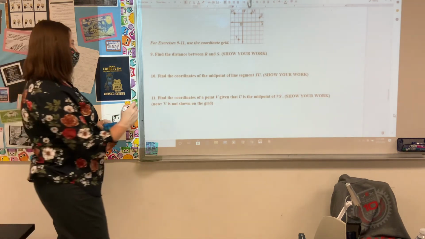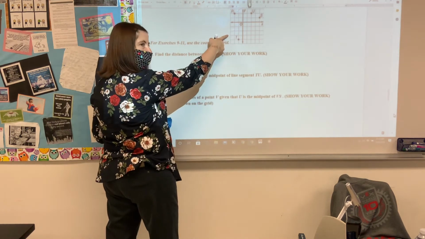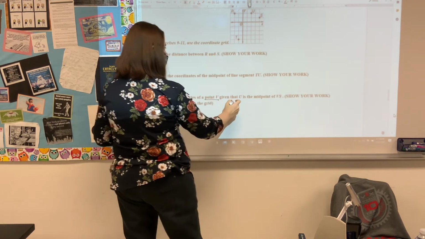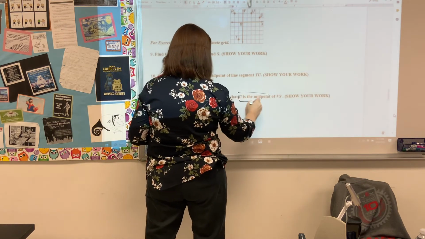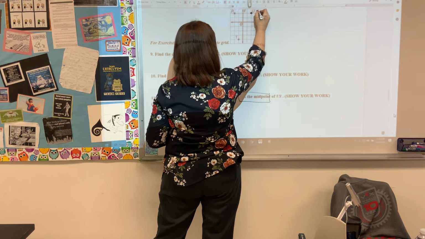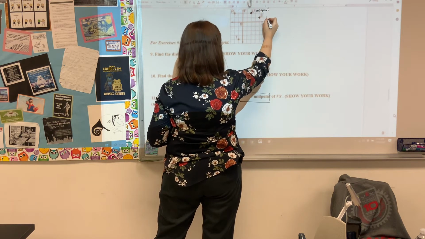Okay. Number 11 says find a point V. Do I see a V? No. Okay. It says that U is the midpoint. So this one here is a midpoint, and this one here, S, is the endpoint.